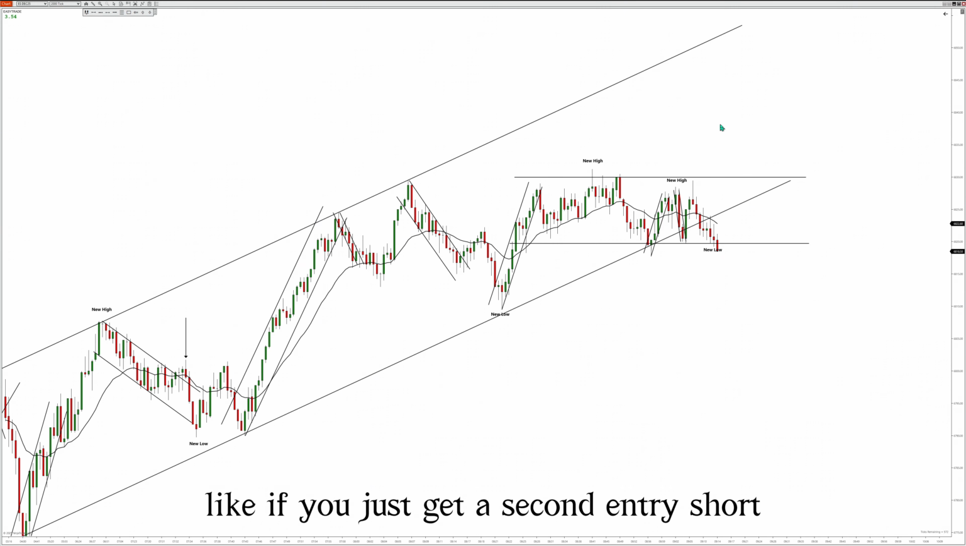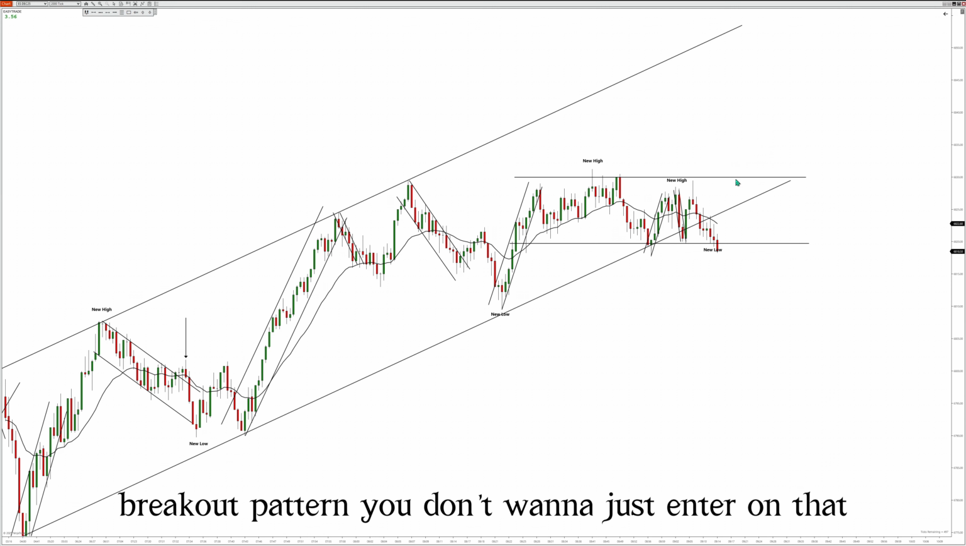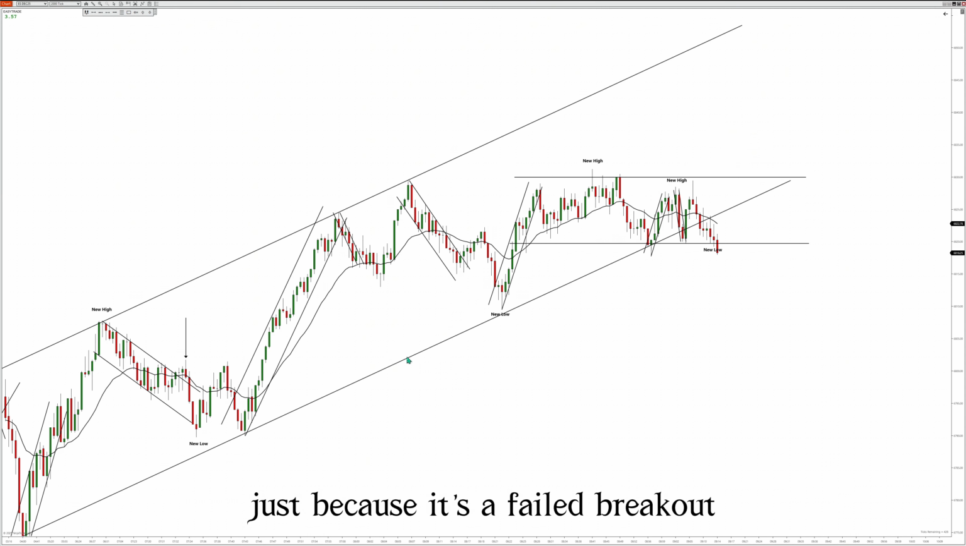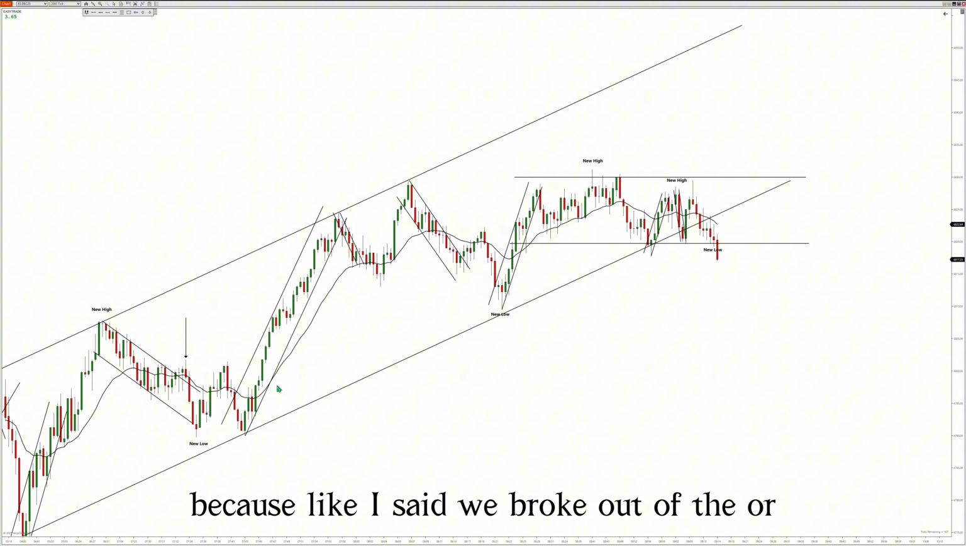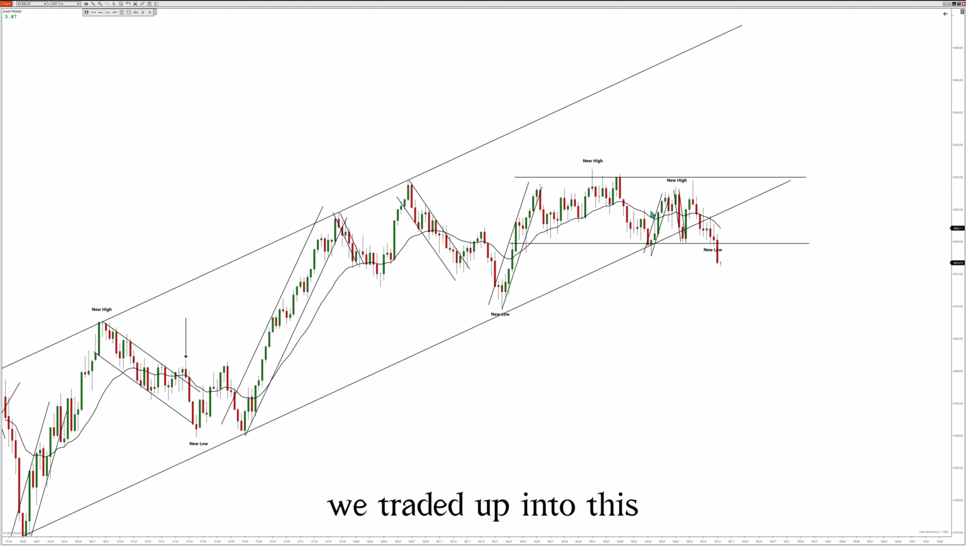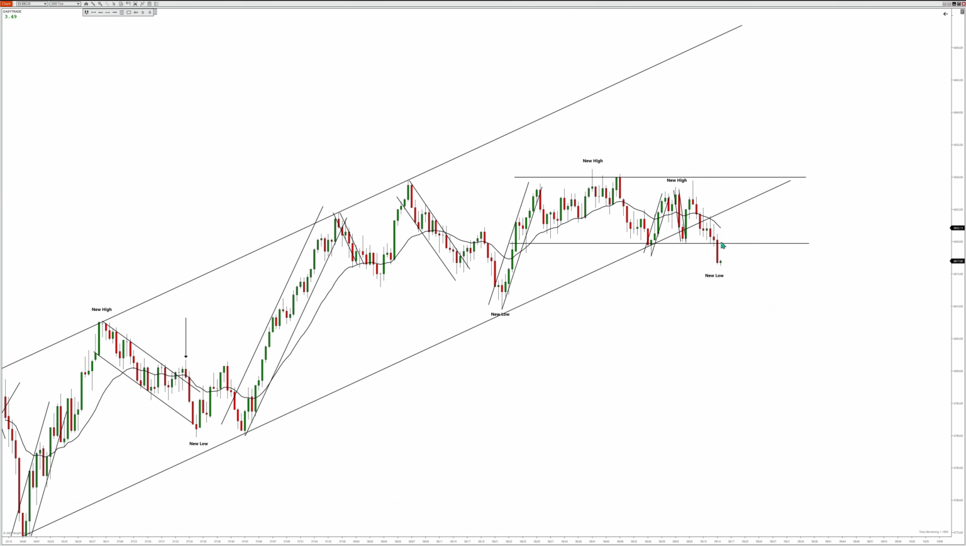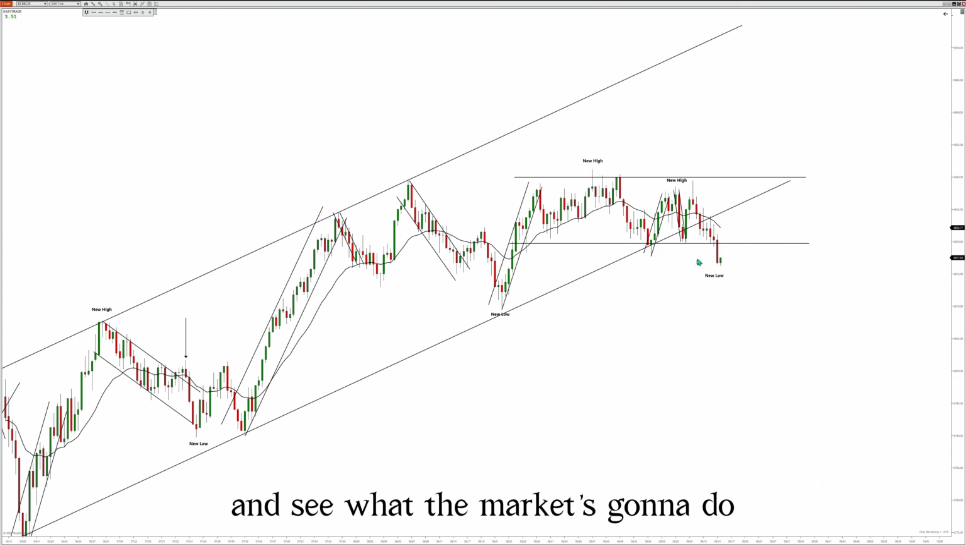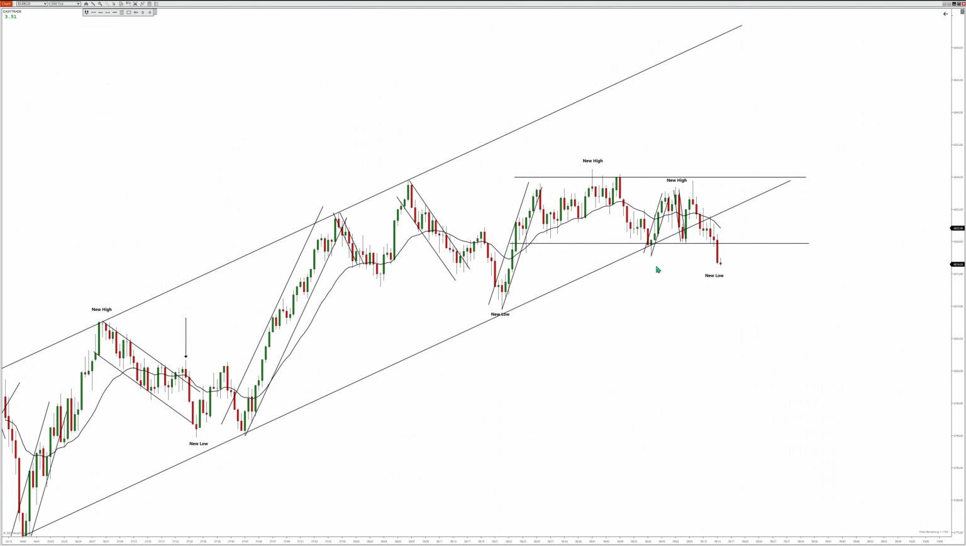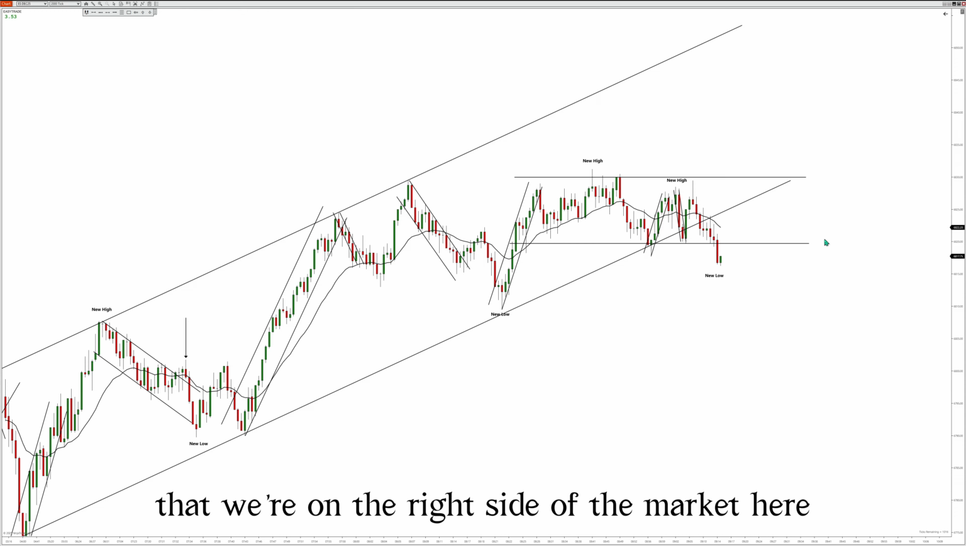Like if you just get a second entry short breakout pattern, you don't want to just enter on that just because it's a failed breakout, especially if we break out of the top side here, because like I said, we traded up into this. So looks like we're breaking out of the bottom now. Now we know that most breakouts fail. It's important to watch this area and see what the market's going to do and make sure that we're on the right side of the market here.